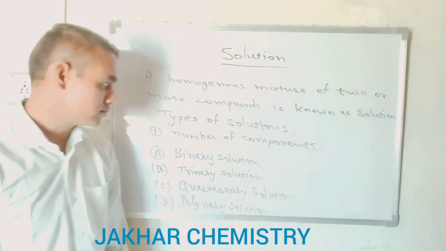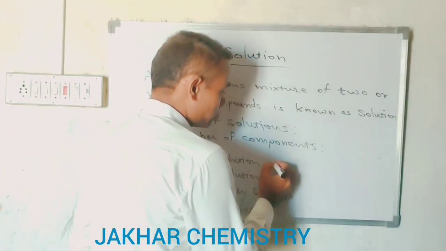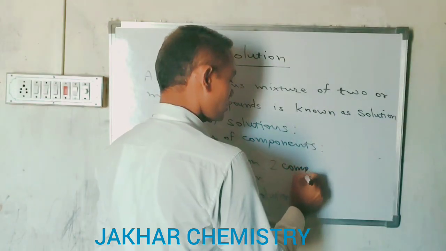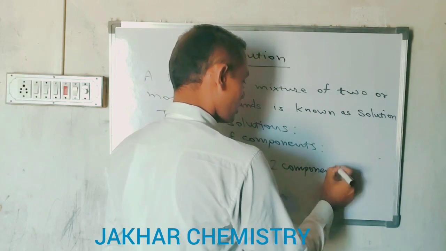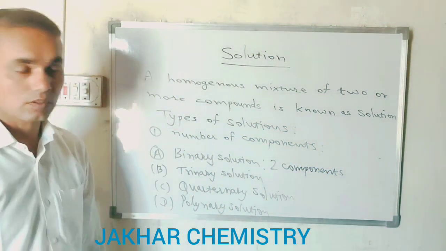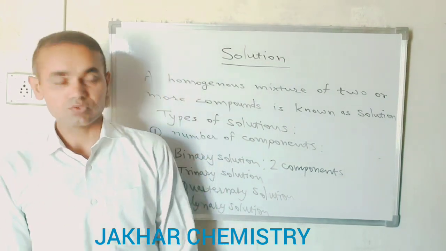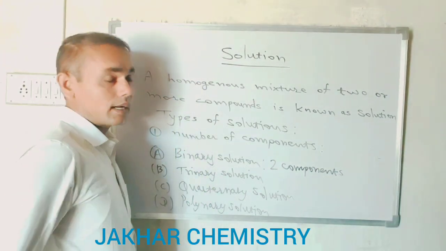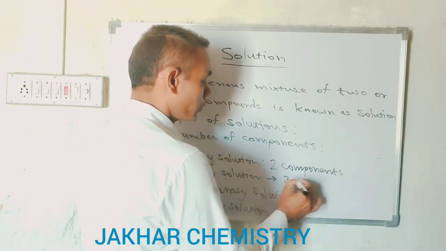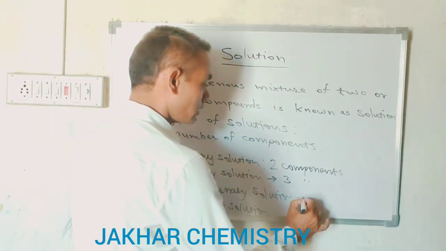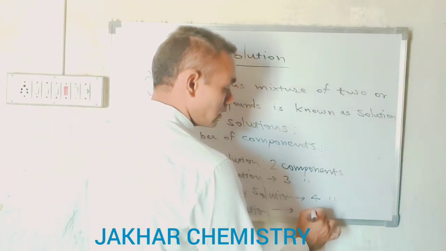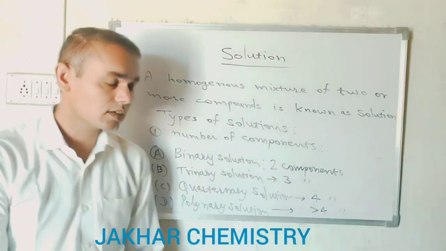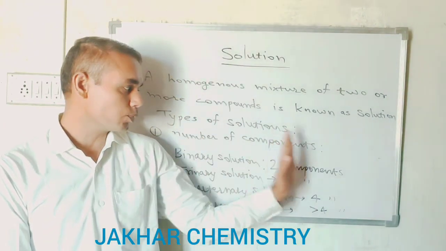First, binary solution. A solution formed by two compounds, or we can say two components are present in the solution, is known as a binary solution. In this chapter, in most of the cases, we will discuss binary solutions. Similarly, in case of trinary solutions, there are three components in the solution. In case of quaternary solution, there are four components. In polynomial, more than four components are present. So this is a simple classification of solution on the basis of the number of components forming a solution.